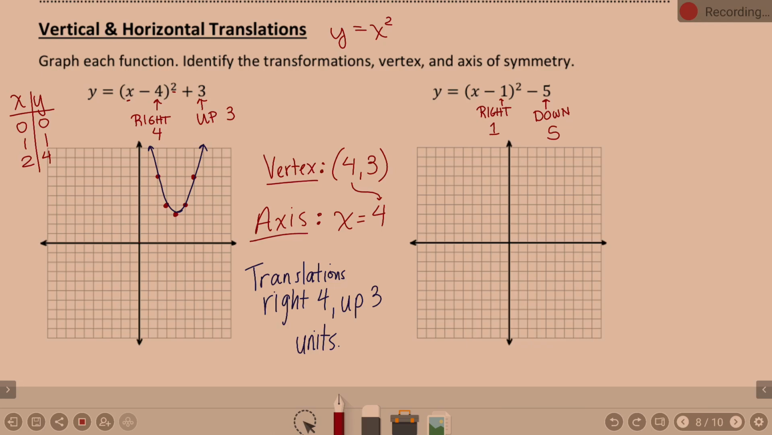Vertex normally starts at 0, 0. I'm going to go right 1, down 5. There's my new vertex. While I'm here, what is my vertex? What do you got, Thomas? It would be 1, comma minus 5. Yep. So we went right 1, down 5, so 1, negative 5.